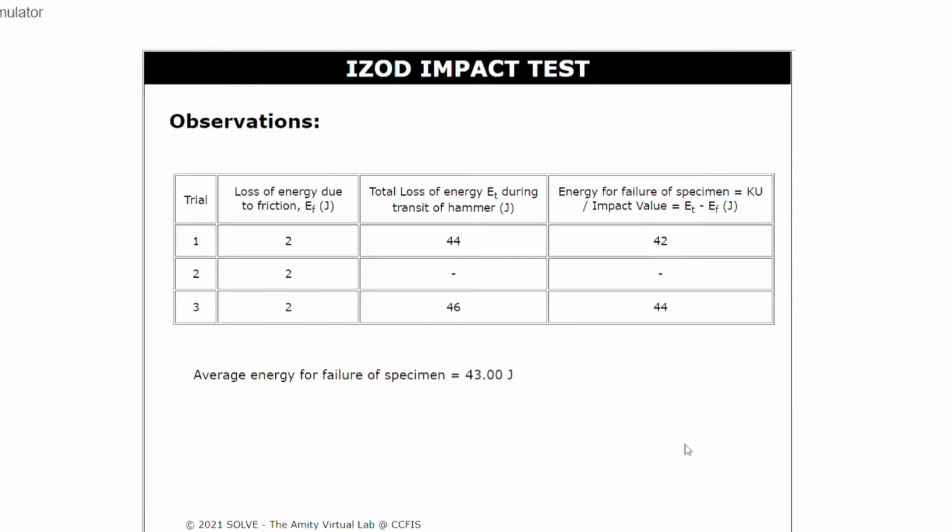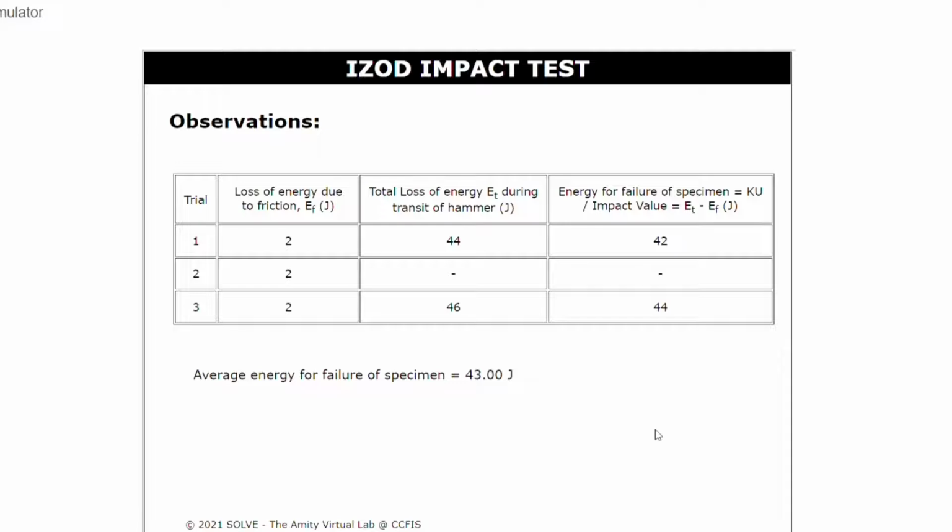Total observation: for trial 1, loss of energy due to friction is 2 joules, total loss of energy during transit of hammer is 44 joules, energy for failure of specimen is 42 joules. In trial 2, loss of energy due to friction is 2 joules, total loss of energy during transfer of hammer is undefined, energy for failure of specimen is undefined.